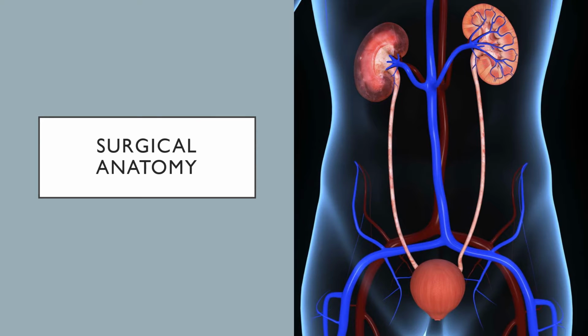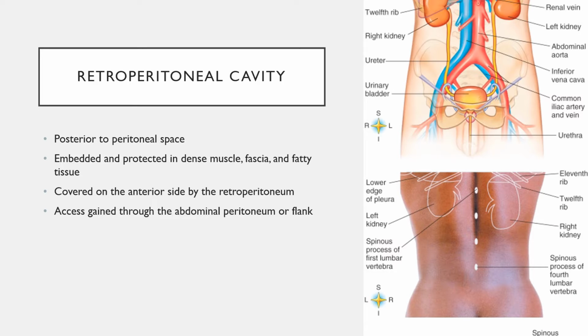And we're going to start again with a little bit of a review of the surgical anatomy. The retroperitoneal cavity is where we're going to start. This is posterior to the peritoneal space. It's embedded and protected in dense muscle, fascia, and fatty tissue. It's covered on the anterior side by the retroperitoneum, and access is gained through the abdominal peritoneum or the flank. And again, these diagrams are from your textbook, so you can reference those.